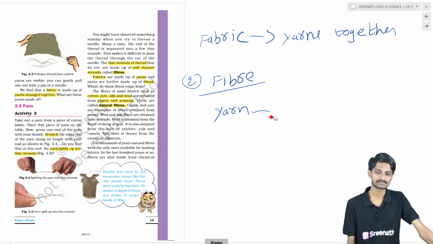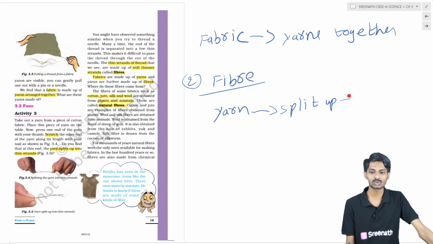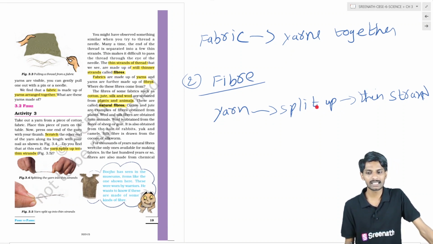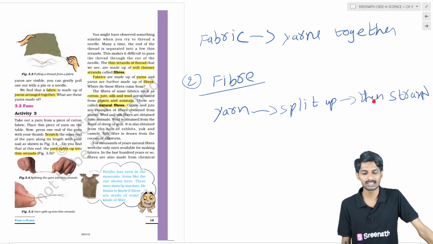What happens? This yarn will split up. So yarn splits up into two thin strands. What happened? It split up into thin strands. So the thin strands of thread that we see are made up of still thinner strands called fiber. So basically, after scratching the yarn, you are splitting up that yarn into thin strands.